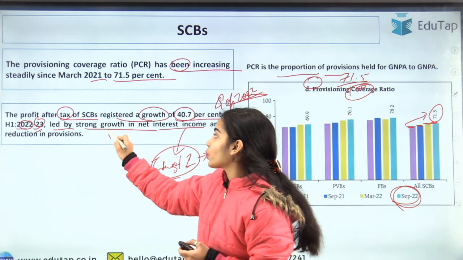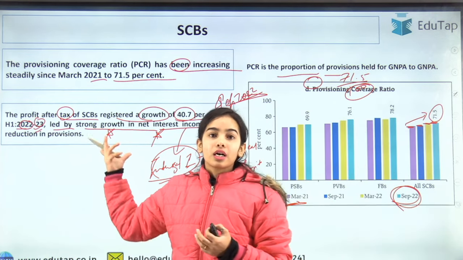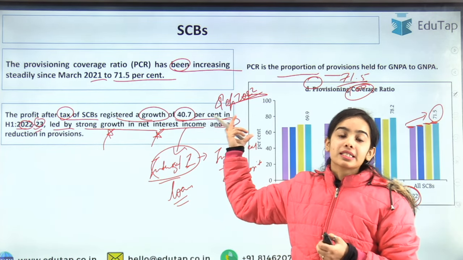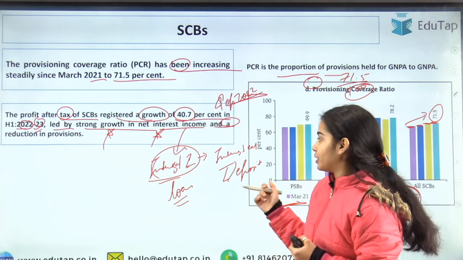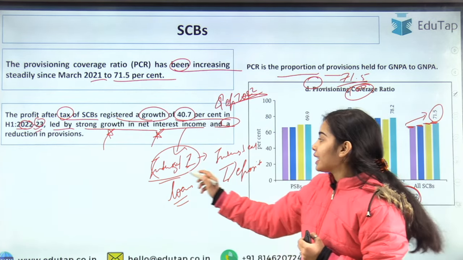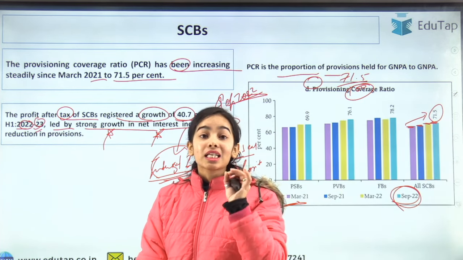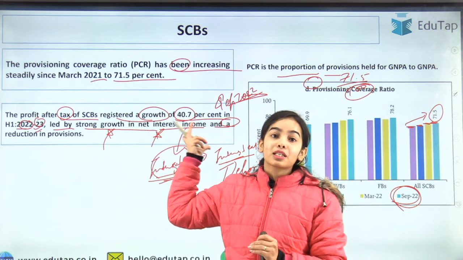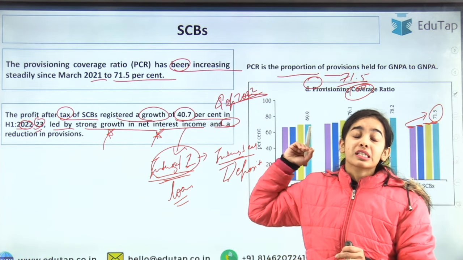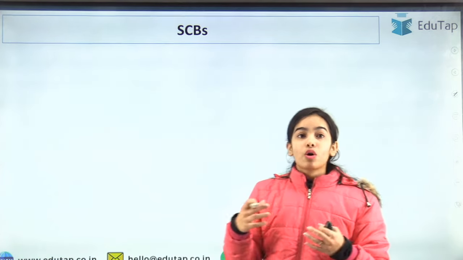Strong growth has been seen in net interest income, and a reduction in provisions, as net NPA is decreasing, so provisions are not very high. They do not have to be maintained high. So the interest income minus interest expense is the net interest income. That is also very strong. You have seen that the profits are growing. 40.7% is a very high number. Okay. So this was all.